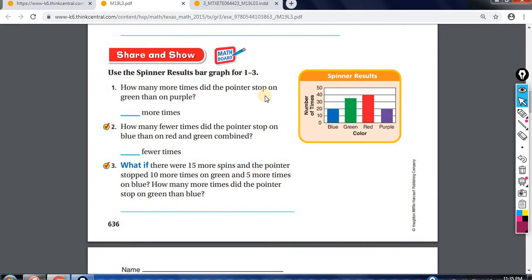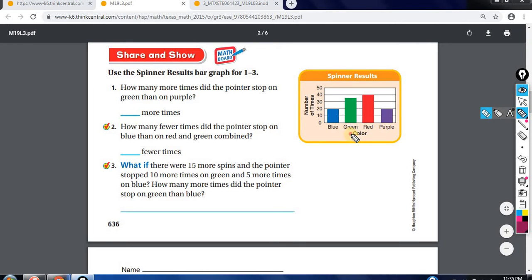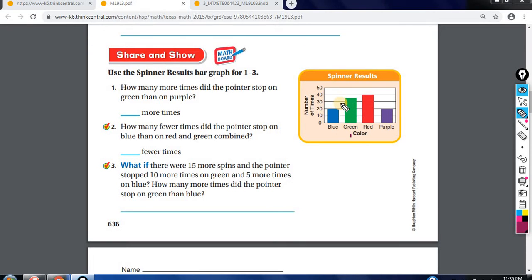So we have a question about the spinner and the spinner results. We have the number of times here, and it goes from a scale from 0 to 50, and it's by tens. So I know anything halfway, I'll be adding 5 to the number before it. Okay, how many more times did the pointer stop on green than purple? Then green was 30. Halfway here would be what? 35, good. Purple is 20. So I subtract that, and your answer is what? Yes, 15 more times. That'd be 15 here.